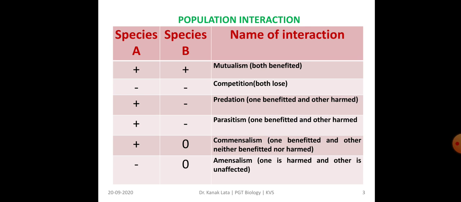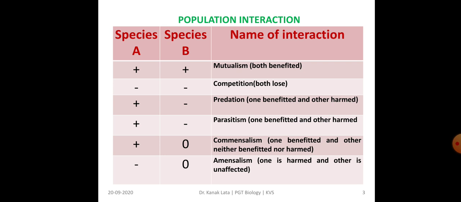Now it is about population interaction. In nature, there is interaction between populations of two different species. They could be beneficial, detrimental, or neutral. Neutral means neither harm nor benefit to one species or both. In the given table, a positive sign is for beneficial interaction, a negative sign is for detrimental, that is harmful, interaction, and a 0 sign is for neutral interaction.